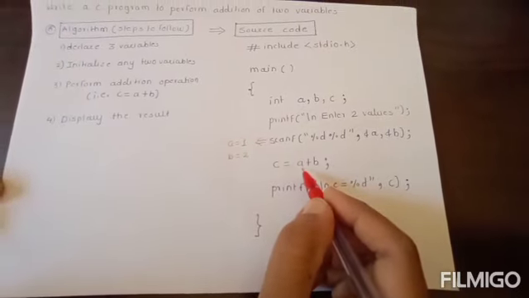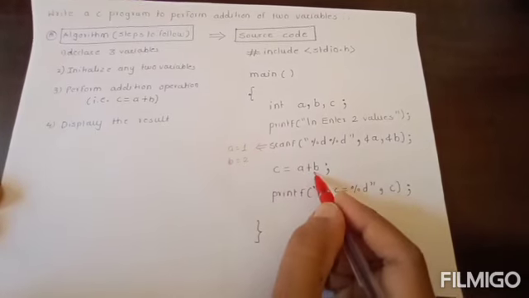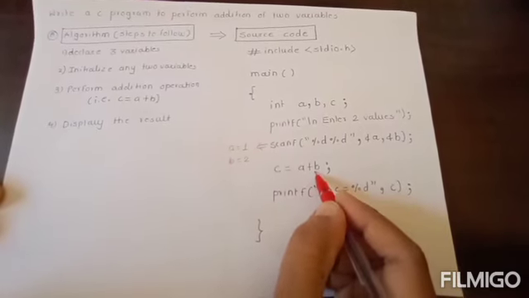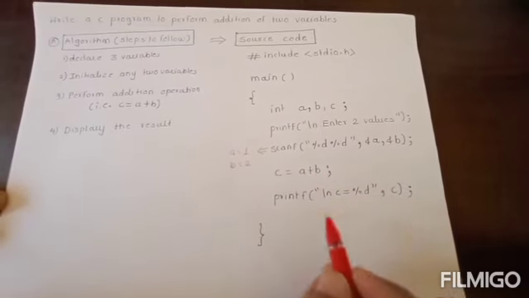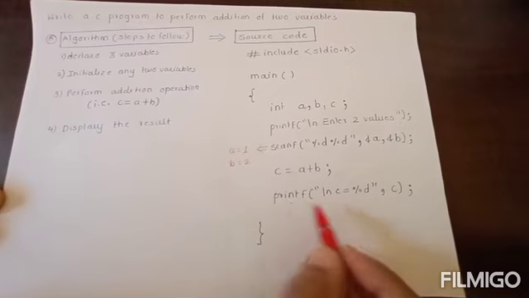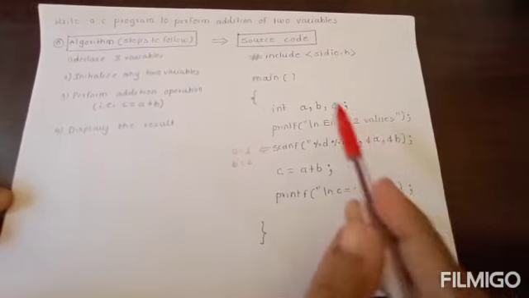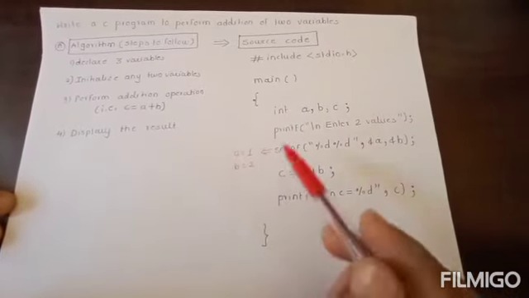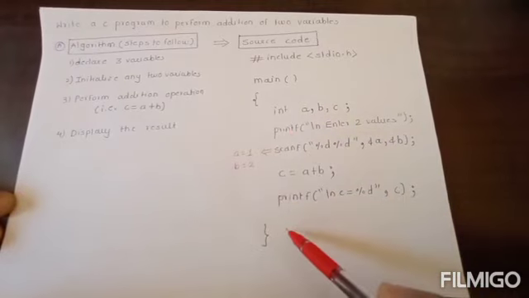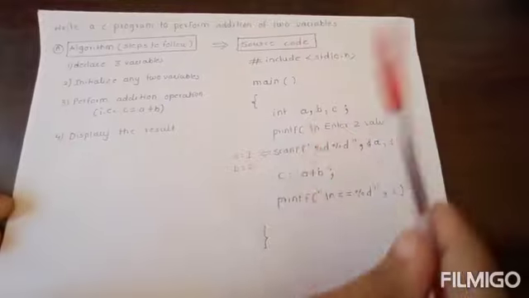After that, I'll just perform the addition of 1 and 2. Result 3 would be saved in C, and using this printf function we display the result C. So this is the first way of writing, using only the main function, to perform addition of two variables.